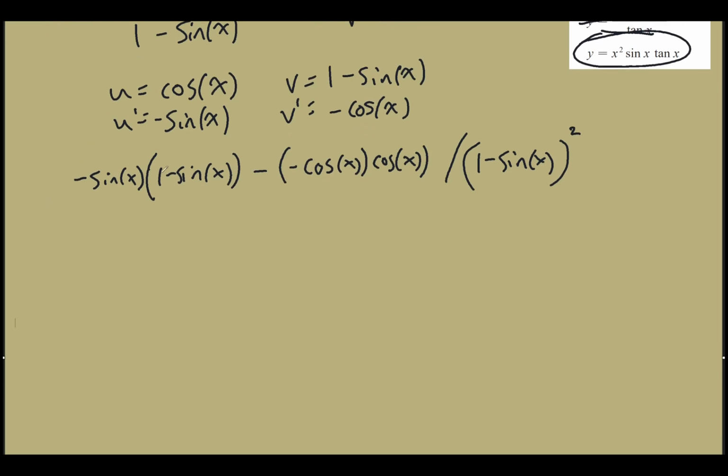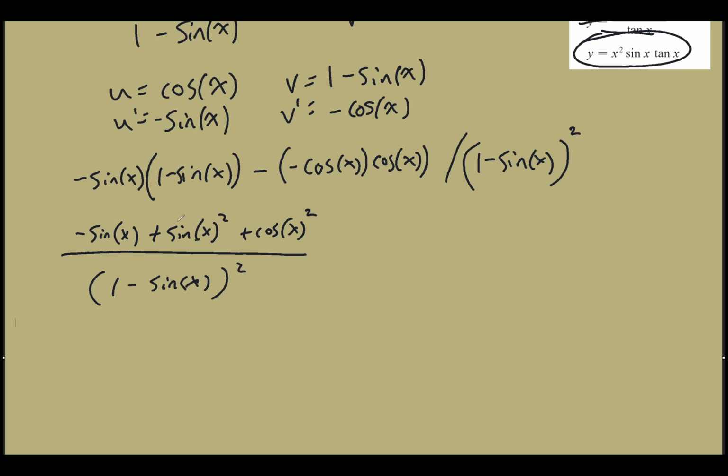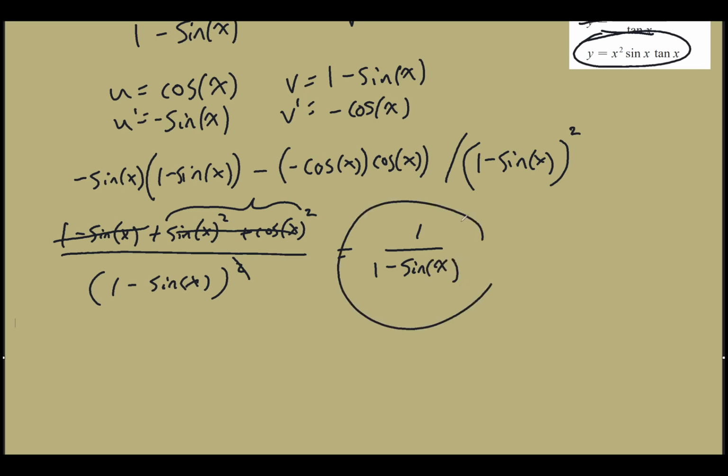So let's see what we can do here. We distribute this and we get a negative sine of x plus sine of x squared plus cosine of x squared over 1 minus sine of x squared. And of course, sine of x squared plus cosine of x squared is 1. So this becomes a 1. It becomes a 1 minus sine x, which is what's in the bottom. So this actually cancels off, and we're going to get 1 over 1 minus sine of x. And that is the correct answer.